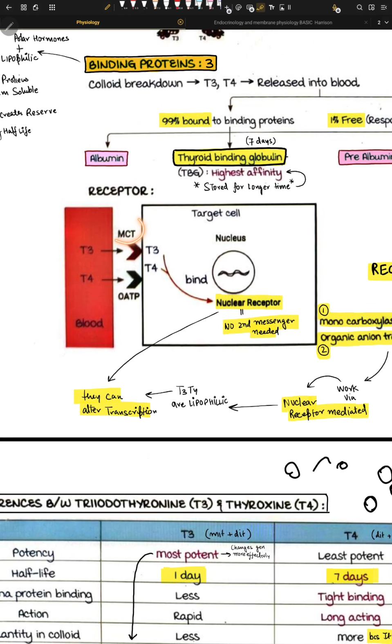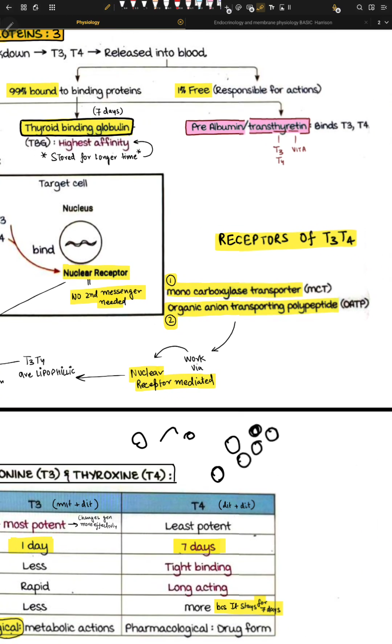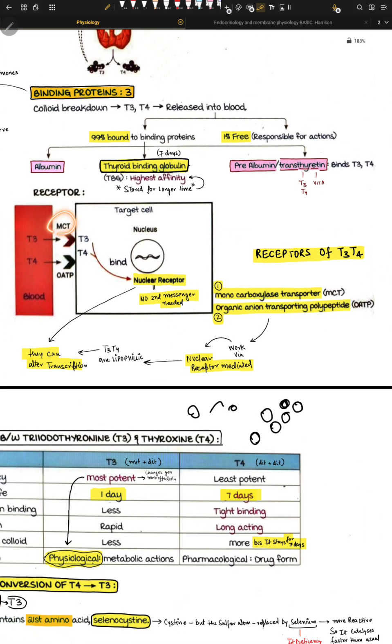Now we have something called MCT and OATP, right? These are two transporters. MCT is monocarboxylase transporter, and OATP is organic anion transporting peptide. MCT binds with T3, OATP binds with T4. Once they are bound, they go inside, because we know that T3 and T4 are lipophilic, right? They can cross the membrane. Once they cross the membrane, they get inside the cell and right away go to the nuclear receptor. This is the nucleus. It has a receptor for T3 and T4.